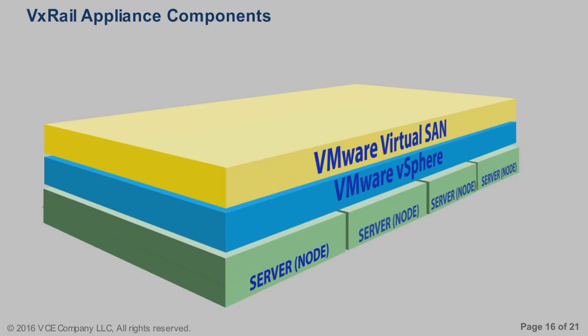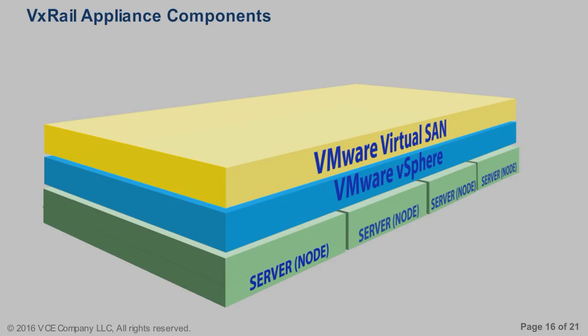VMware Virtual SAN is software-defined storage, which is embedded in vSphere. It is used to aggregate locally attached storage from each ESXi host in a cluster, creating storage pools. This, in effect, produces the power of a whole SAN in a 2-rack unit appliance, providing a hyper-converged solution for a wide variety of applications and workloads.